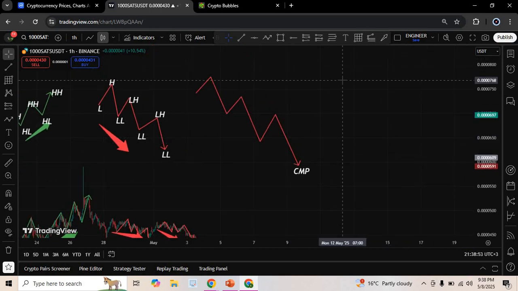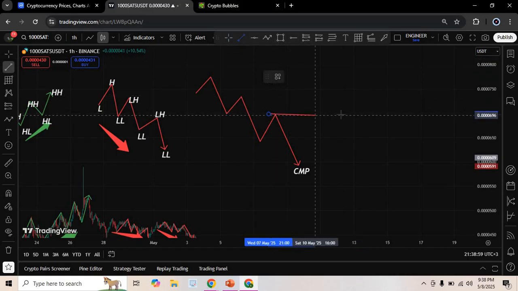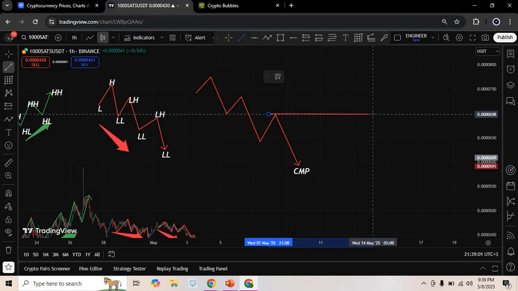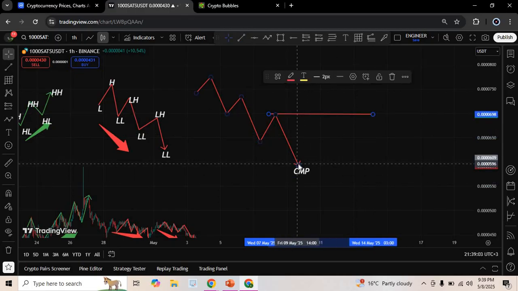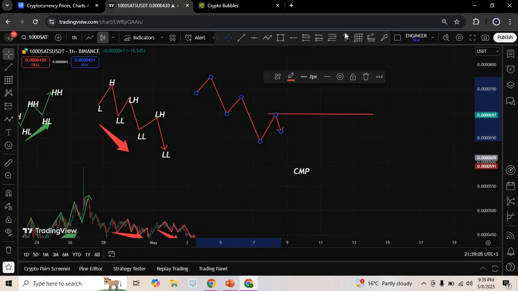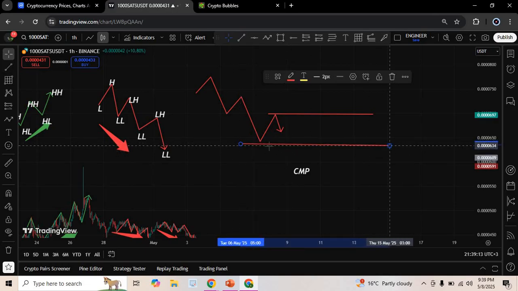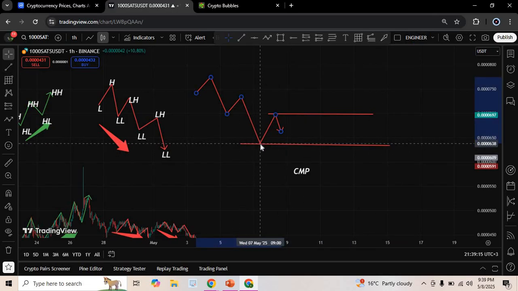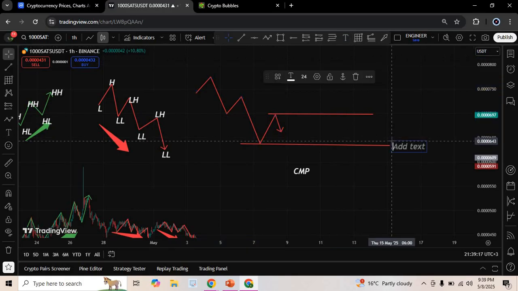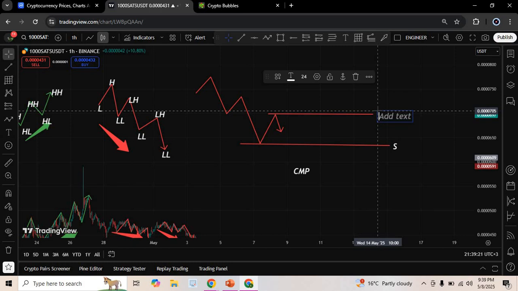They believe that this is the resistance. Let me reduce this for demonstration. And they believe that this is their support. So they believe that this is also their support at that zone. So let me name this. This is the support and this is the resistance.